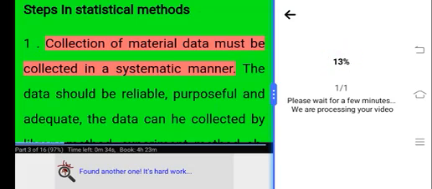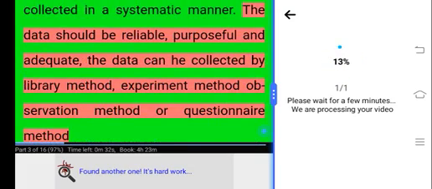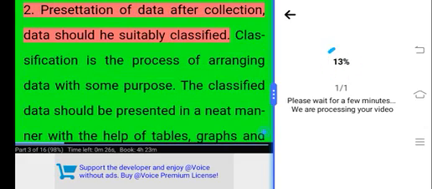Steps in statistical methods. 1. Collection of material. Data must be collected in a systematic manner. The data should be reliable, purposeful and adequate. The data can be collected by library method, experiment method, observation method or questionnaire method.